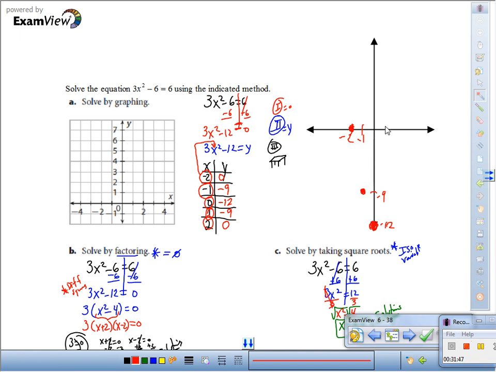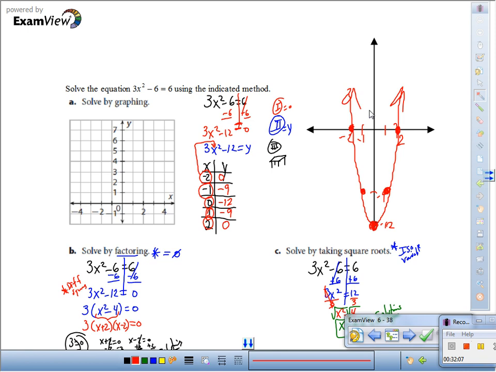Next one, (1, -9). And the last one, (2, 0). All right, let's graph our parabola. There it is.